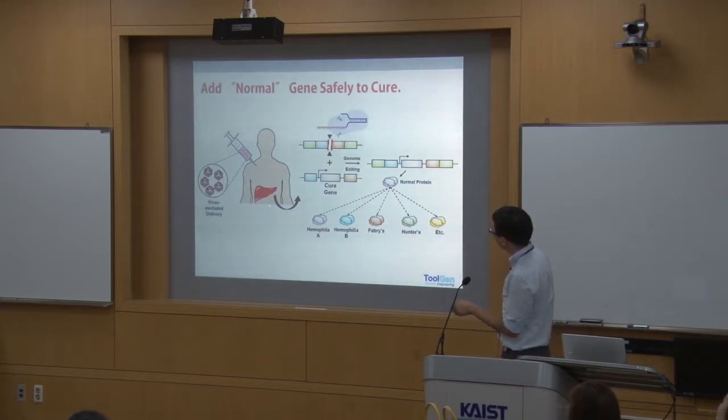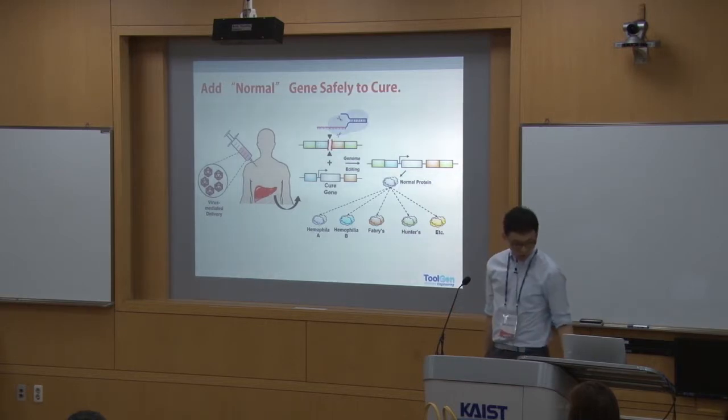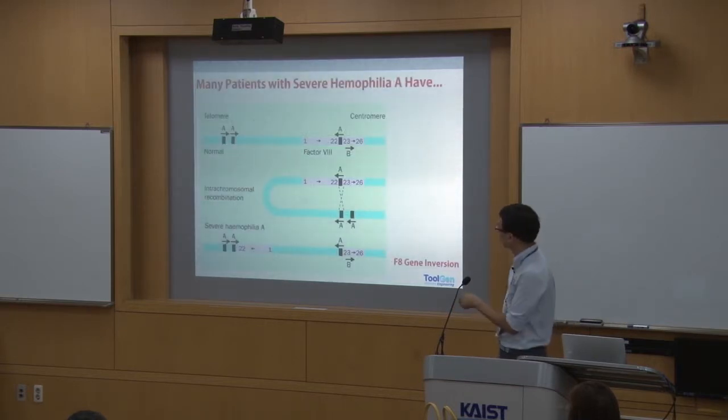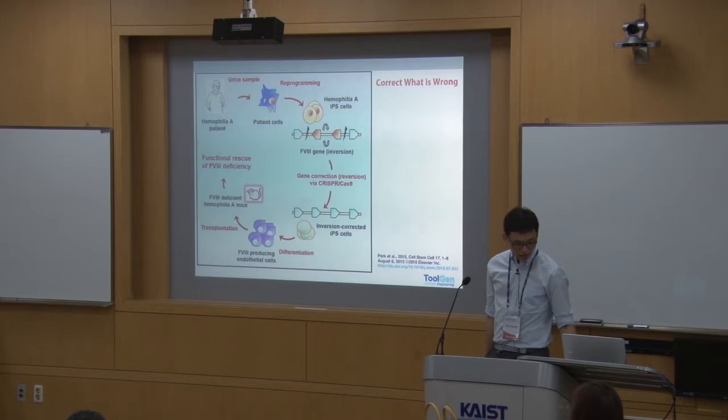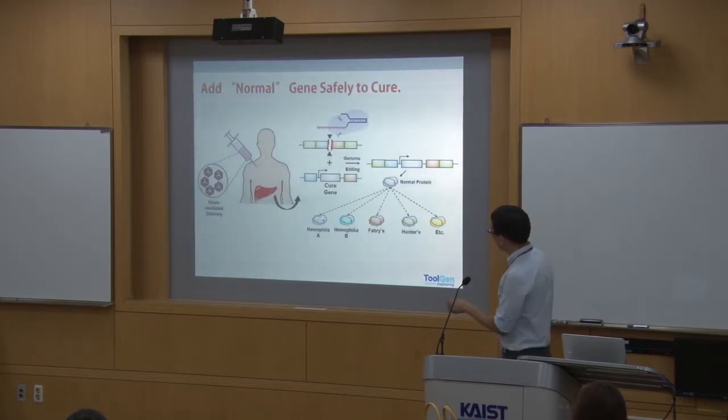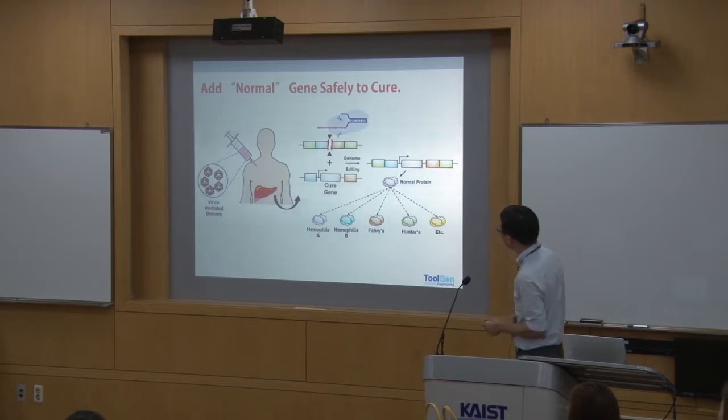Like another way to cure hemophilia: even if we leave the structure like this, we can simply add the normal factor 8 gene into cells in the liver by virus and engineered nuclease. This type of system is interesting because we are curing the genetic disease by adding the normal copy of the mutated gene.